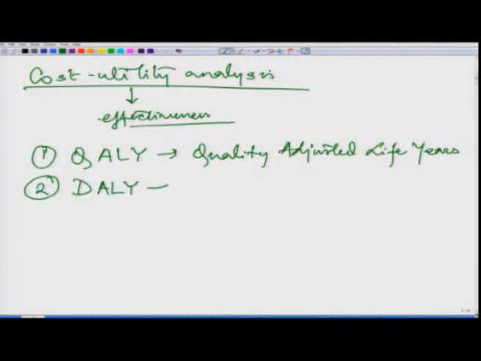But then the best alternate measure is DALY, disability adjusted life years. Otherwise, there is HYE, healthy years equivalent, and so on, which measure for a particular treatment how many years you have gained. But these are the main two estimates, QALY and DALY, which are used worldwide, and are most used, of course.